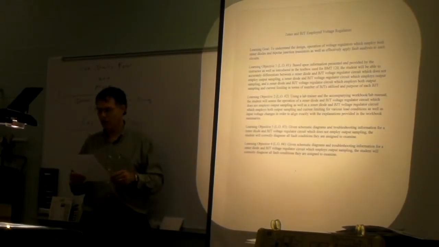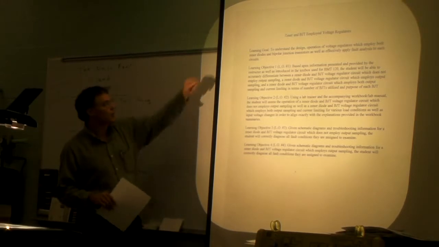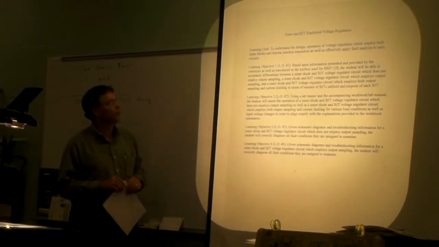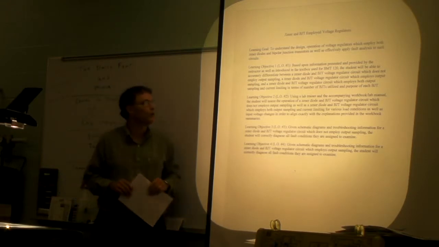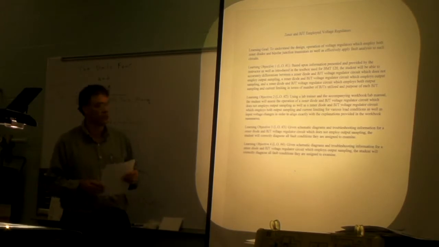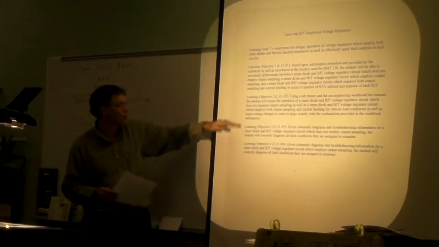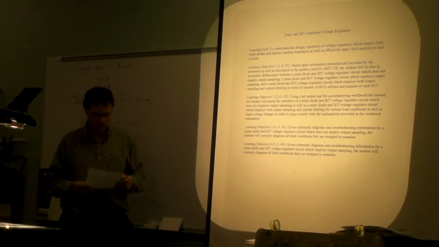Now that you all have received a copy of the learning goal and the learning objectives for this lesson, let's go over them. First of all, the name of this lesson is the zener and BJT employed voltage regulators. Our learning goal, as you can see, is to understand the design and operation of voltage regulators which employ both zener diodes and bipolar junction transistors, as well as effectively apply fault analysis to such circuits. In order to fulfill that learning goal, there are four learning objectives. Let's look at those together, starting with learning objective number 1.